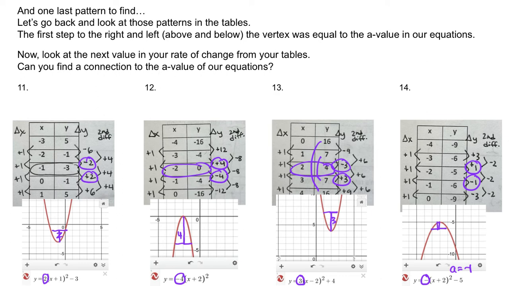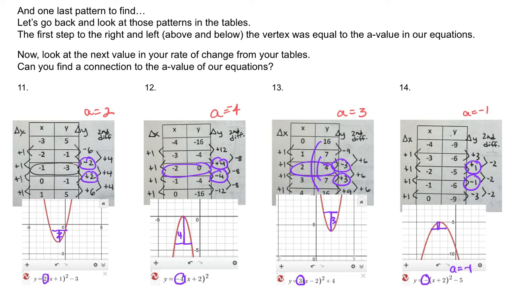Can we relate the next value in our table? So the 6 and the -6, or the 12 and the -12. Can we relate that to our A value in our equations? So how does this -6 relate to our A value? How does 12 relate to our A value of -4? How does -9 relate to our A value of 3? And how does 3 relate to our A value of -1? And hopefully you can see that 3 times our A value gives us that other value.